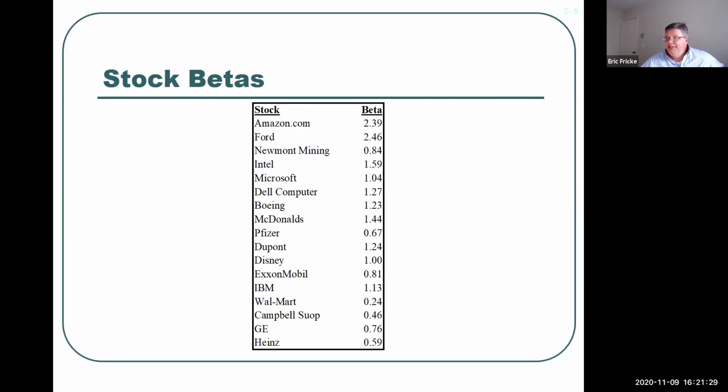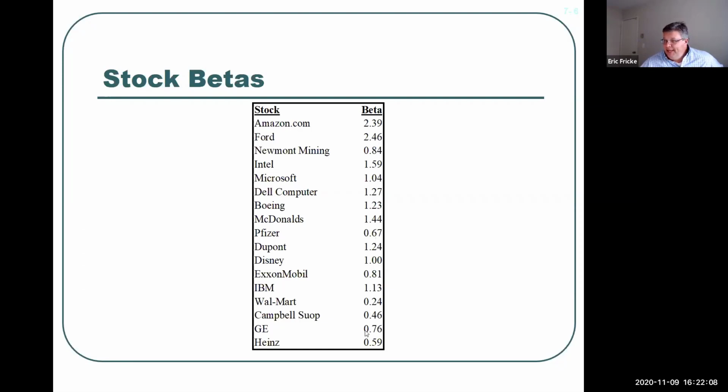Here's just a selection of betas for different stocks. You can see Amazon here, 2.39. Ford, why would Ford have a really high beta? Probably because if you go into recession, people may put off purchasing new cars, so that's a discretionary good. When the economy's good, people will buy more new cars, and when the economy's bad, people will buy fewer new cars. Used cars are a little different story, but at least with new cars, that's the way it works.